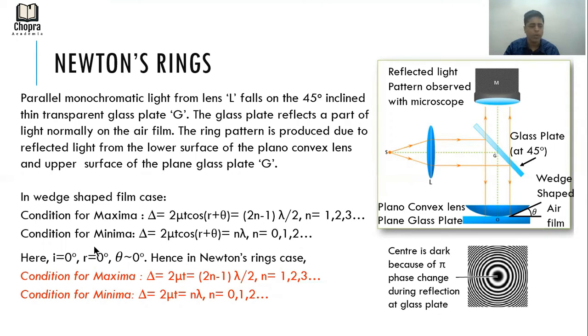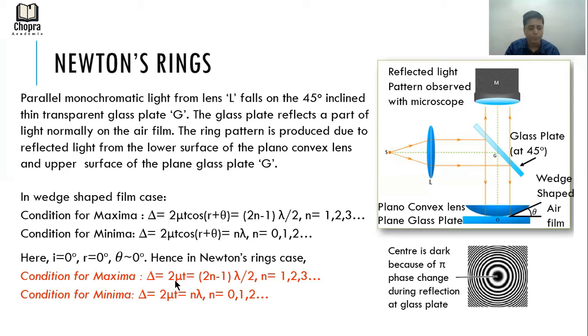Why is it a special case? Because here we have a normal incidence. So we say i and r equal to 0 degrees and theta also approaches 0 degrees. So we can safely put these three to be 0. And so we have the new conditions for maxima and minima for Newton's ring case. The maxima condition is 2 mu t equal to (2n minus 1) times lambda by 2, and 2 mu t equal to n lambda is the minima condition.